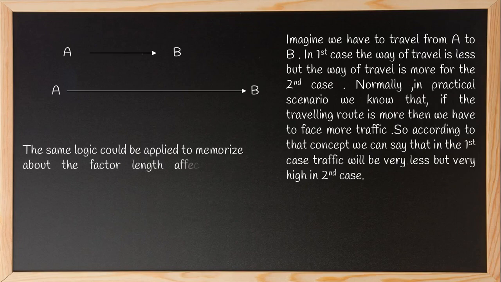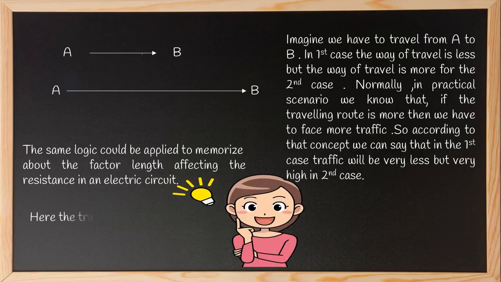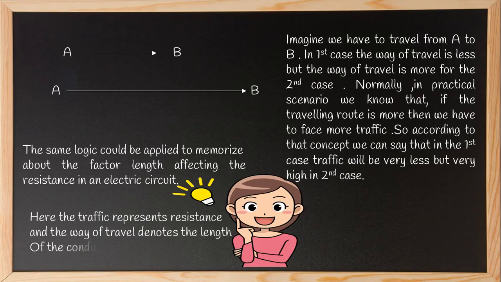to memorize the factor length affecting the resistance in an electric circuit. So we can take the similar example and consider it with a resistance in an electric circuit. So, here length is nothing but the distance. How is this length affecting the resistance in an electric circuit? So, we have to think about it. Here the traffic represents resistance and the way of travel denotes the length of the conductor.